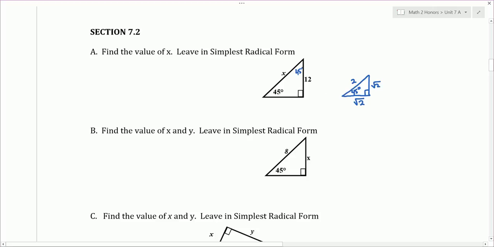And so we can use it to solve for x in this case by setting up a proportion. So x is the hypotenuse of the larger one over the right side of the larger one. So x over 12 is equal to the hypotenuse of the smaller one, 2 over square root 2. I cross multiply and I get the square root of 2 times x is equal to 2 times 12.